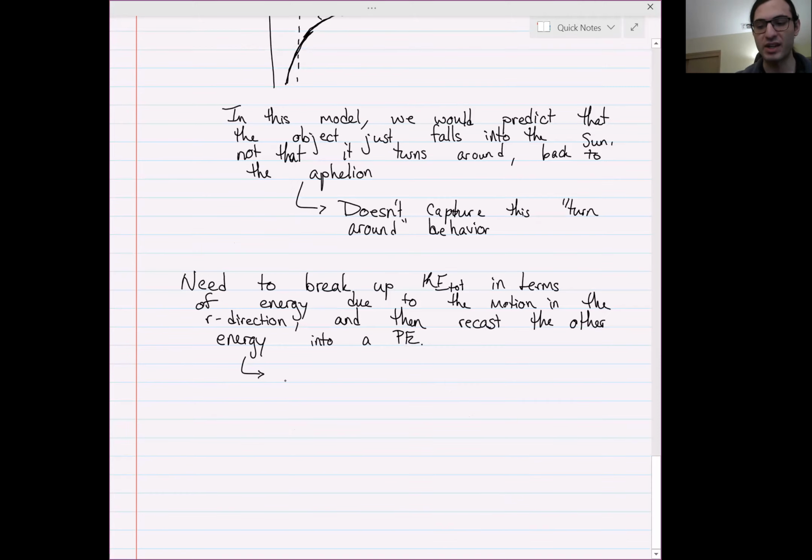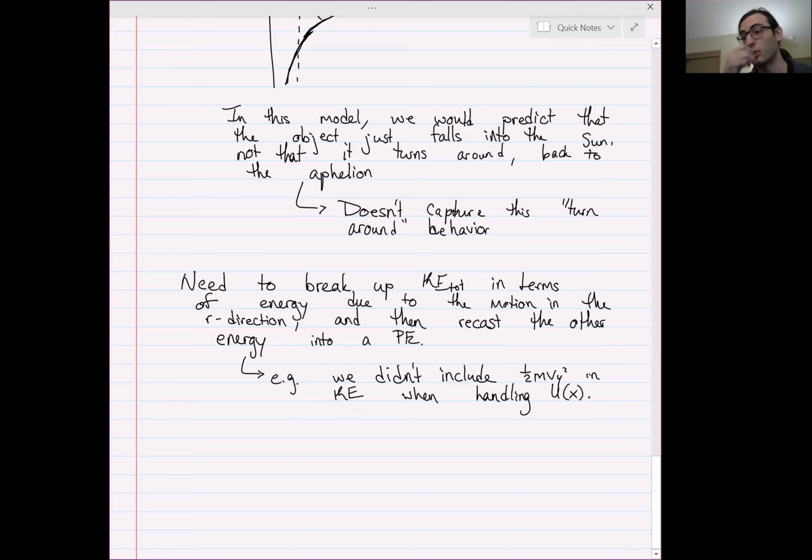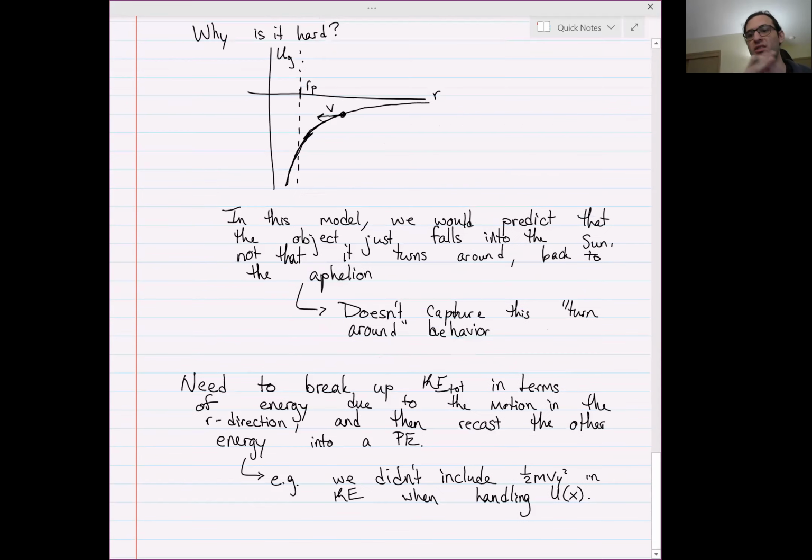So just as an example, we didn't include 1/2 mvy squared in the kinetic energy when handling, say, the gravitational or the potential energy that's just a function of x in energy diagrams. We just didn't do that. So we can't do that here. We can't consider motion that's not in the direction of r and include it in this energy diagram as a kinetic energy.